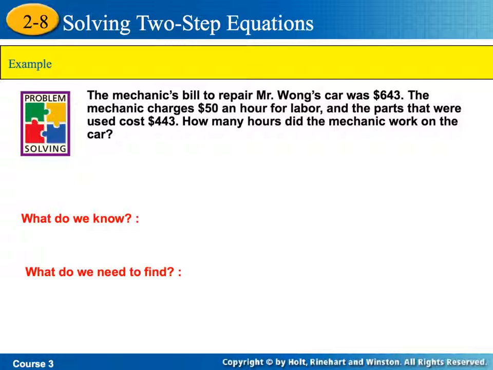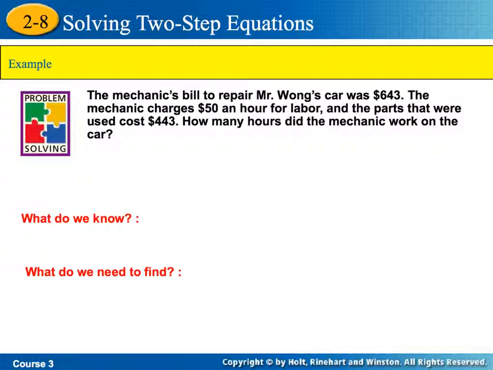All right, so it says the mechanic's bill to repair Mr. Wong's car was $643. Wow, I'm glad I'm not Mr. Wong. It's a good thing I'm Mr. Sheeman. Oh, high five. Good job. Okay, the mechanic charges $50 an hour for labor, and the used parts cost $443. How many hours did the mechanic work?